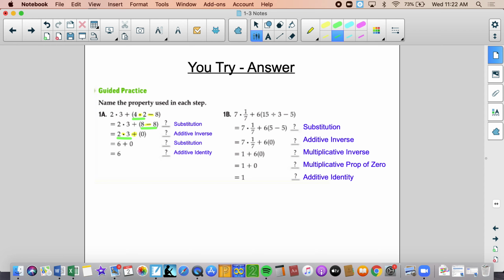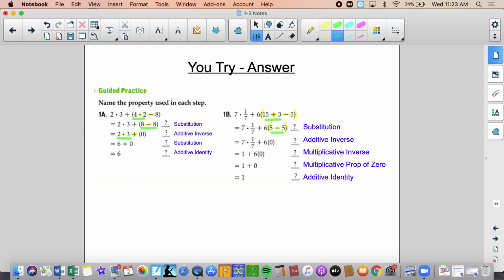Good. Let's look at 1b. Again, we're using order of operations. We have parentheses, so we have to do what's inside those parentheses first. Let's look at the operations. We have division and subtraction. What are we going to do first? We're going to do division before subtraction. 15 divided by 3 is 5, so that is substituting. Now we still have parentheses, and we're going to do our subtraction. 5 minus 5 is 0, and so 5 minus 5 is the additive inverse.